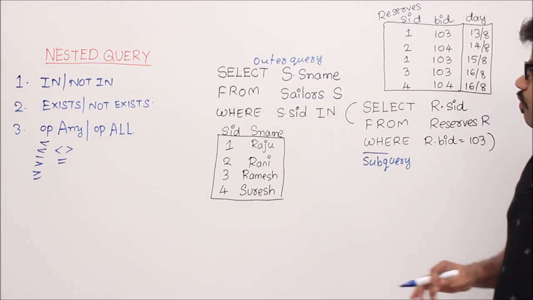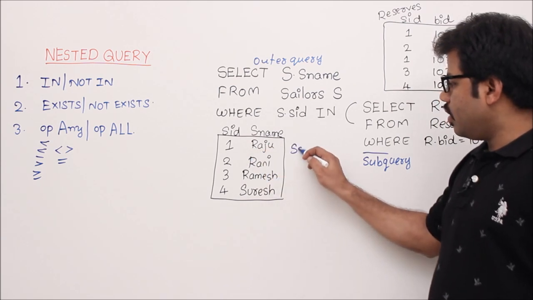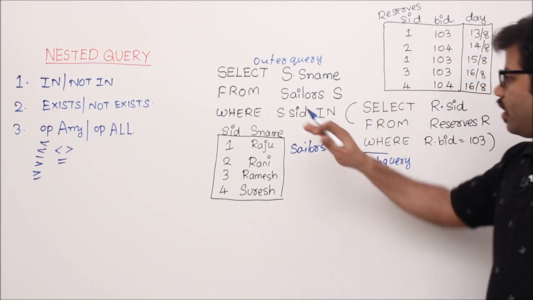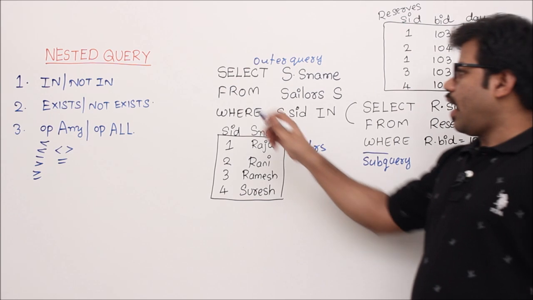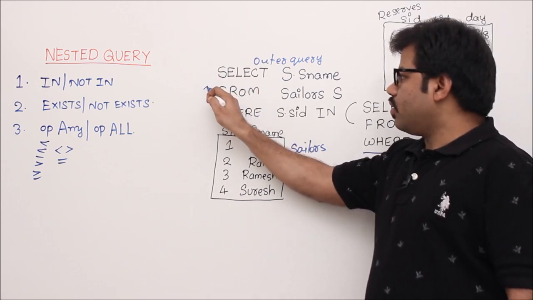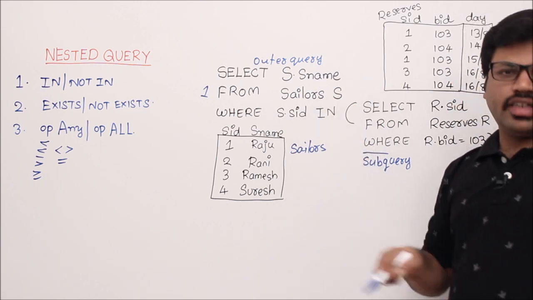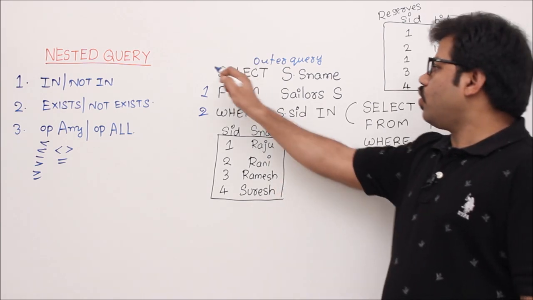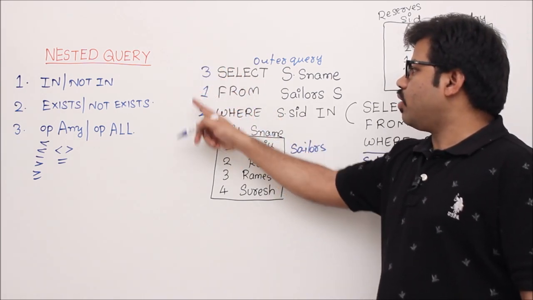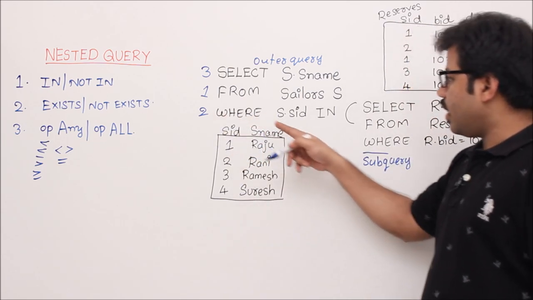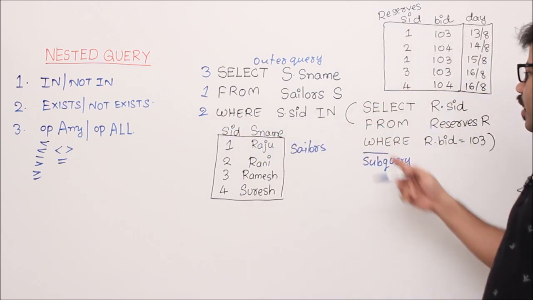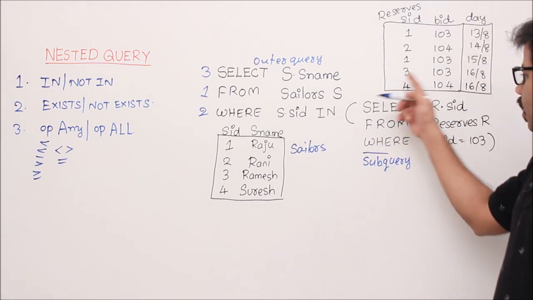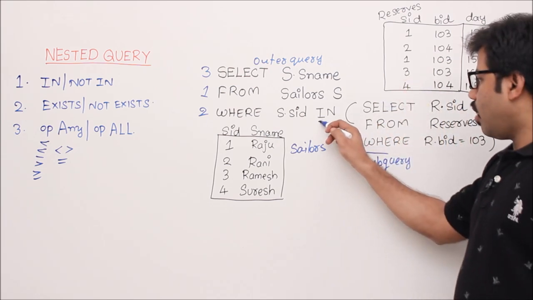For that I took one table, an instance of sailors like this, and let's say this is reserves. How do we evaluate these nested queries? As usual, you start with your outer query. Step number 1 is taking the outer query's table. After that, apply the where condition of the outer query. Then go to step number 3. Since step number 2 contains a condition which involves subquery evaluation, I am going to evaluate the subquery first. We will see the output of the subquery, and after that I will come to the IN operator.